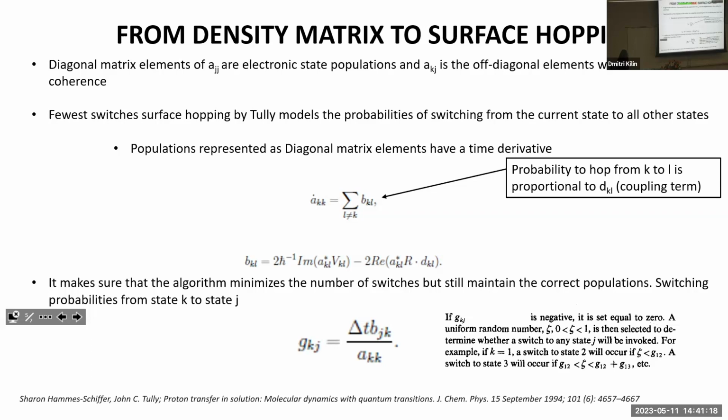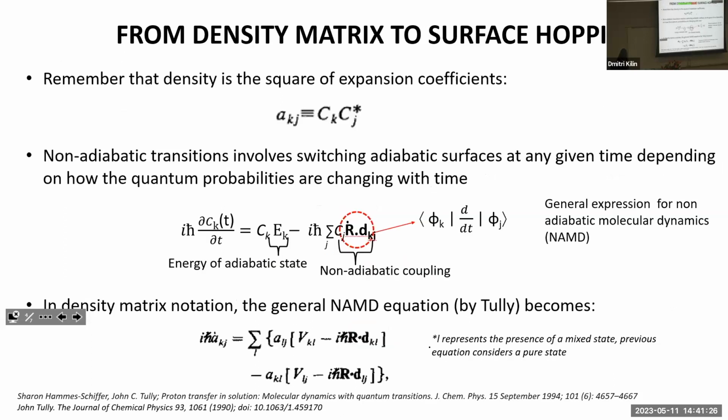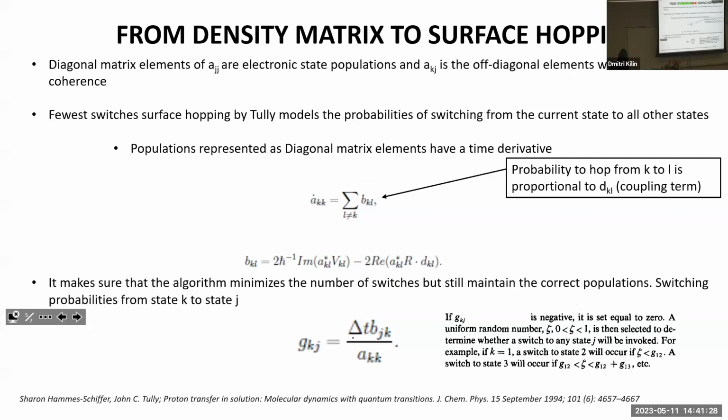So this expression here is defined as this. It's essentially the same thing as this expression here, just that it includes the imaginary and real part to account for the diagonal elements and the off-diagonal element of the density matrix. So in order to maintain correct populations with this method, this algorithm minimizes the rate at which switching occurs between two different states.